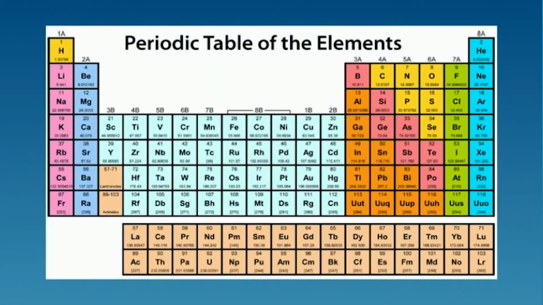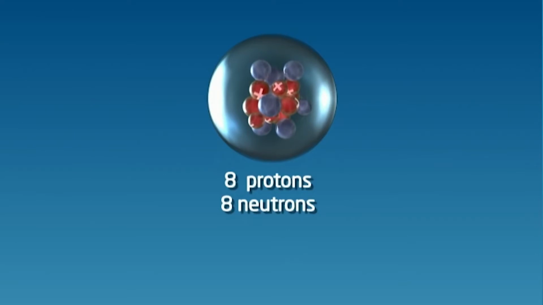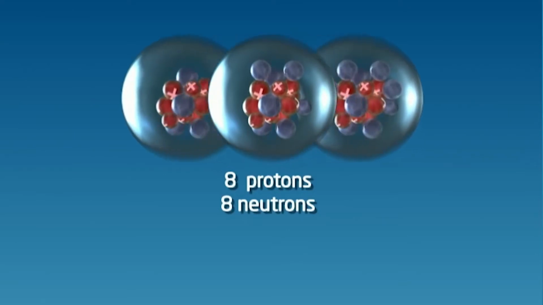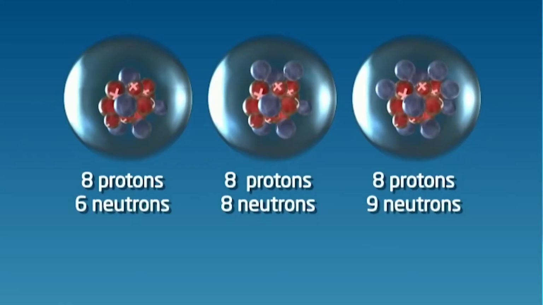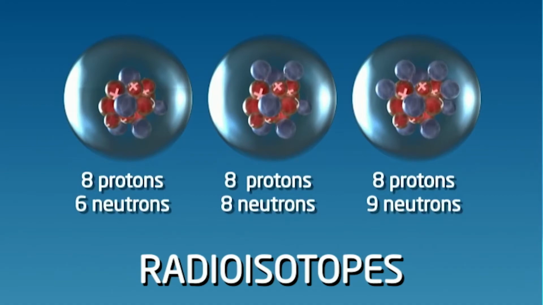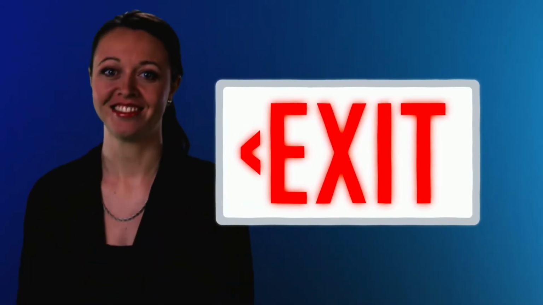Now, every element in the periodic table has a specific number of protons and neutrons, but sometimes an atom will have too many or too few neutrons. When this happens, it becomes unstable or radioactive. An unstable atom is called a radioisotope. For example, 2 extra neutrons in a hydrogen atom creates the radioisotope tritium. That's the stuff that helps make exit lights glow in the dark.